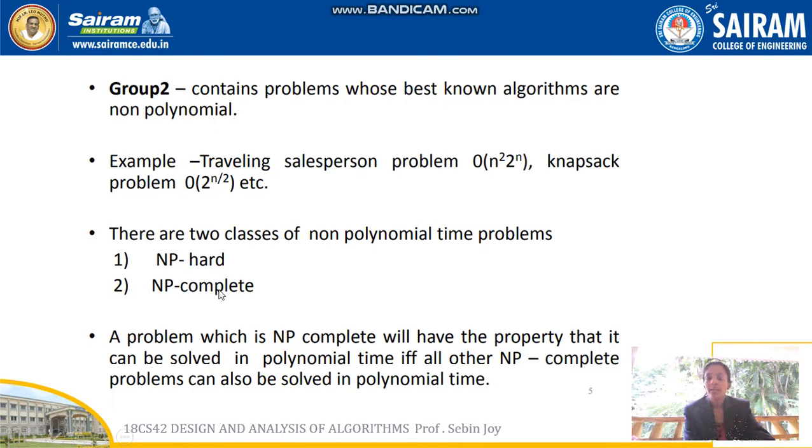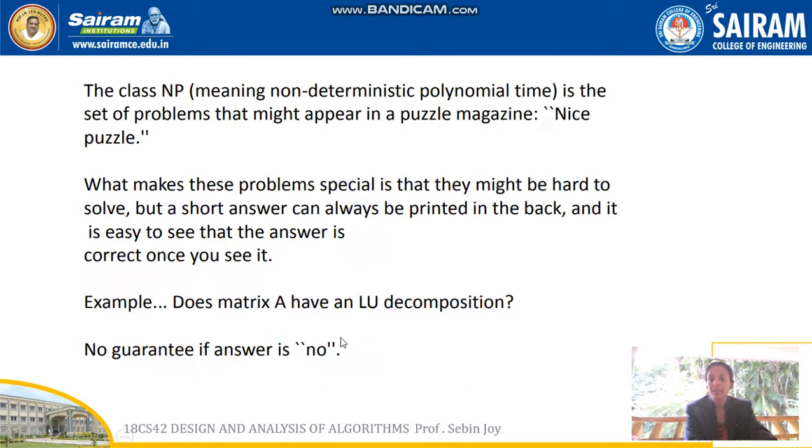One is NP hard and the other one is NP complete. A problem which is NP complete has the property that it can be solved in polynomial time if and only if all other NP complete problems can also be solved in polynomial time. That means we should make sure that all the NP complete problems can be solved in polynomial time. All this set of problems is called NP complete.